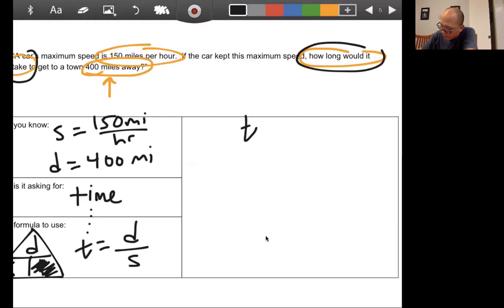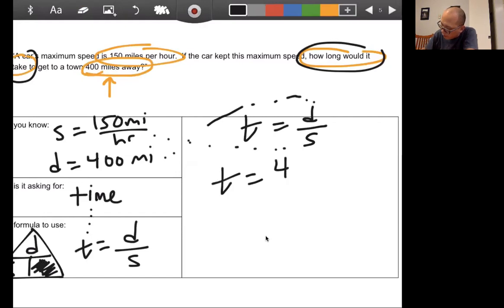So now we just write it out here. Time is equal to distance divided by speed. What do we know? We know the speed. That's going to go right here. We know the distance. That's going to go right here. Let's write it out. Time is equal to distance of 400 miles divided by the speed of 150 miles per hour.